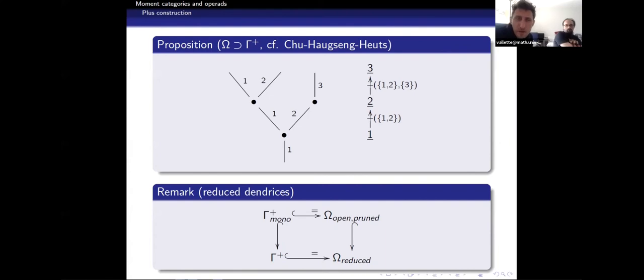How do you compare this with the other approach of operatic categories or Feynman categories? I think it is a very structured way of encoding operads.